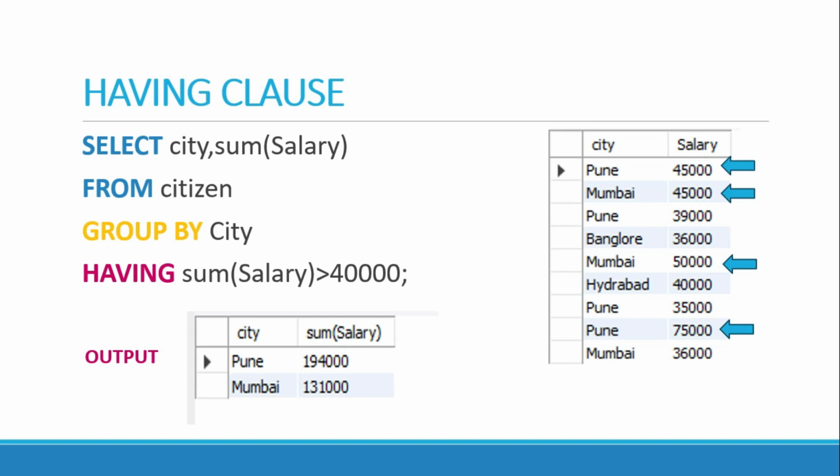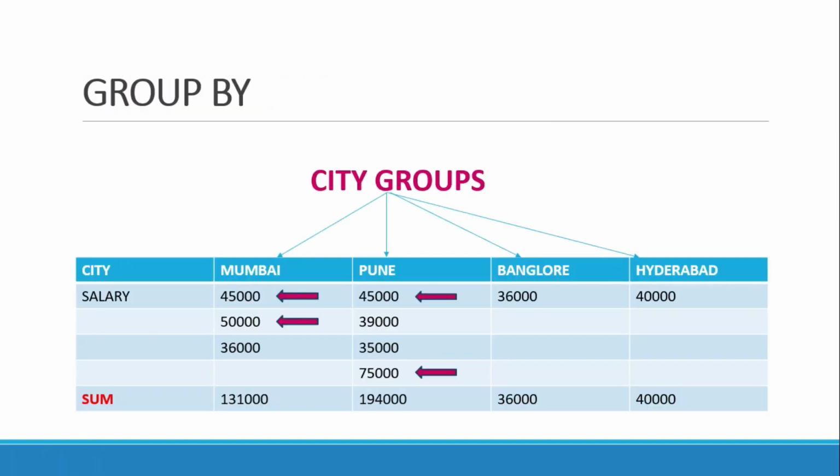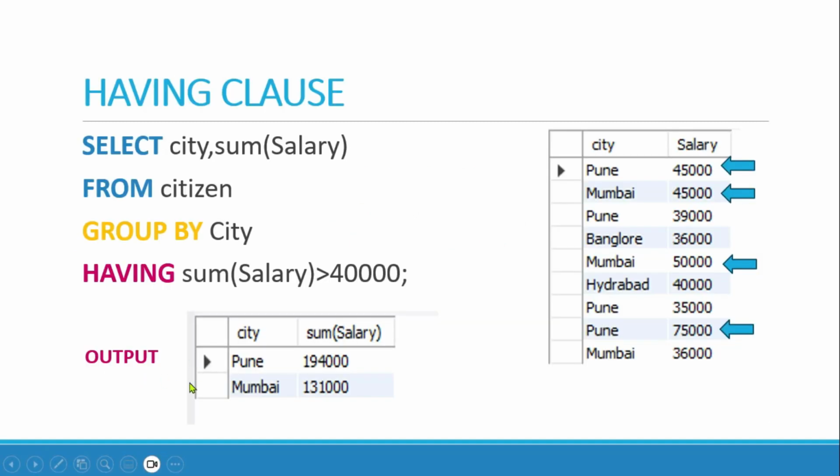From the citizen table, it will first group the salary according to the city. At the back end, it will first group the salary according to the city, something like this, and the aggregate function will add the salary of each city, and last it will return only those rows which meet the condition, that is, sum is greater than 40,000. Now when we execute this query, the output will come like this. We will get only two rows where the sum of salary will be like this.